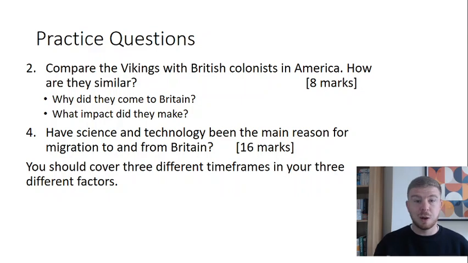If you've got to do 2 paragraphs because it's an 8 marker, you could think about, firstly, why did they come to Britain? So you might look for a similarity there and you go, okay, the Vikings came over because they wanted to steal from the monasteries. So there's an economic reason. And then the British colonists in America, Pilgrim Fathers, maybe that's more religious, so that doesn't fit. But you could talk about Jamestown and Walter Raleigh. You could say that they both came for economic reasons.